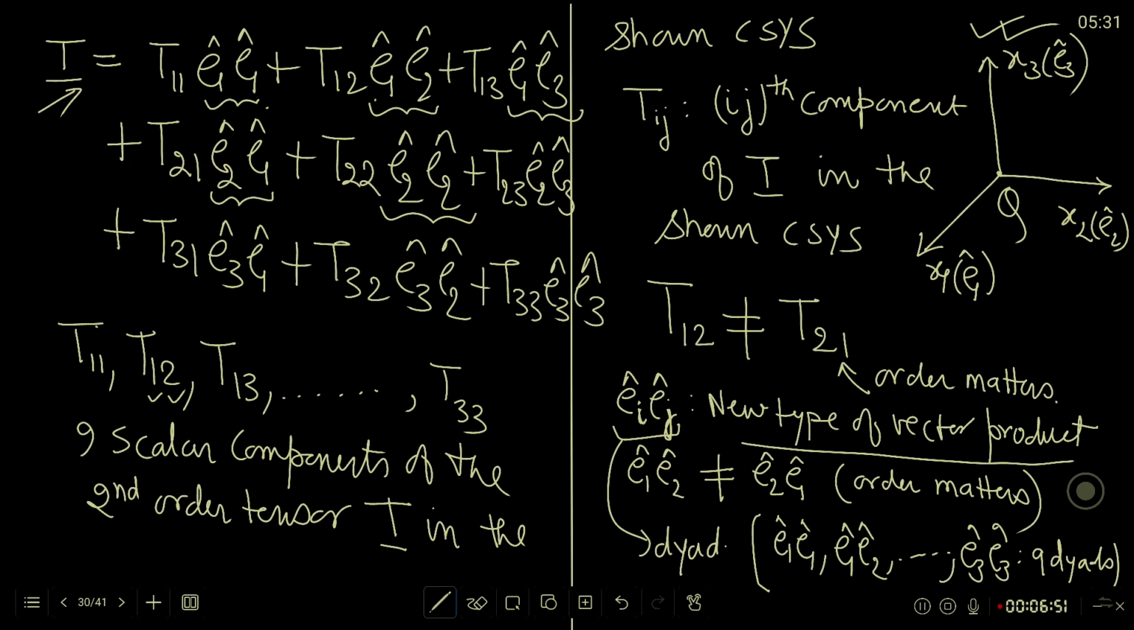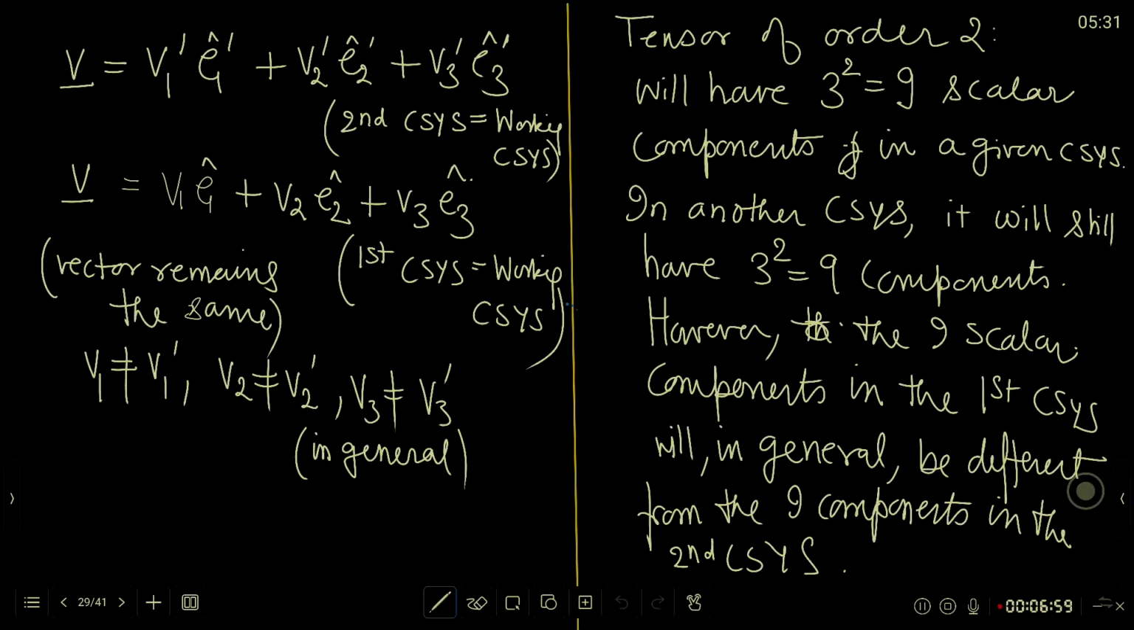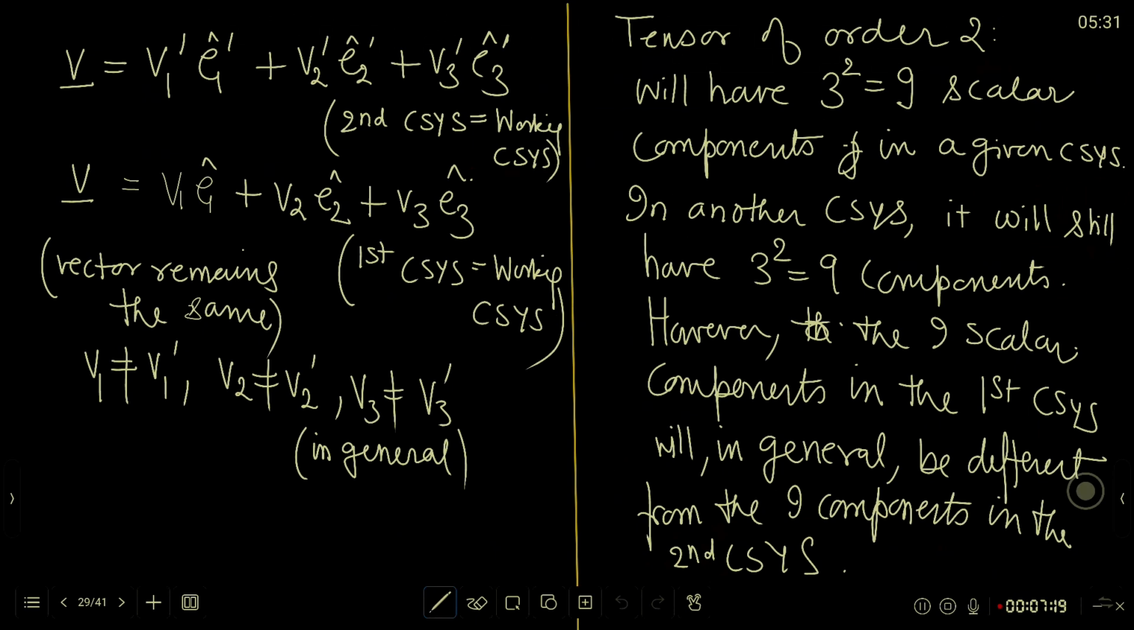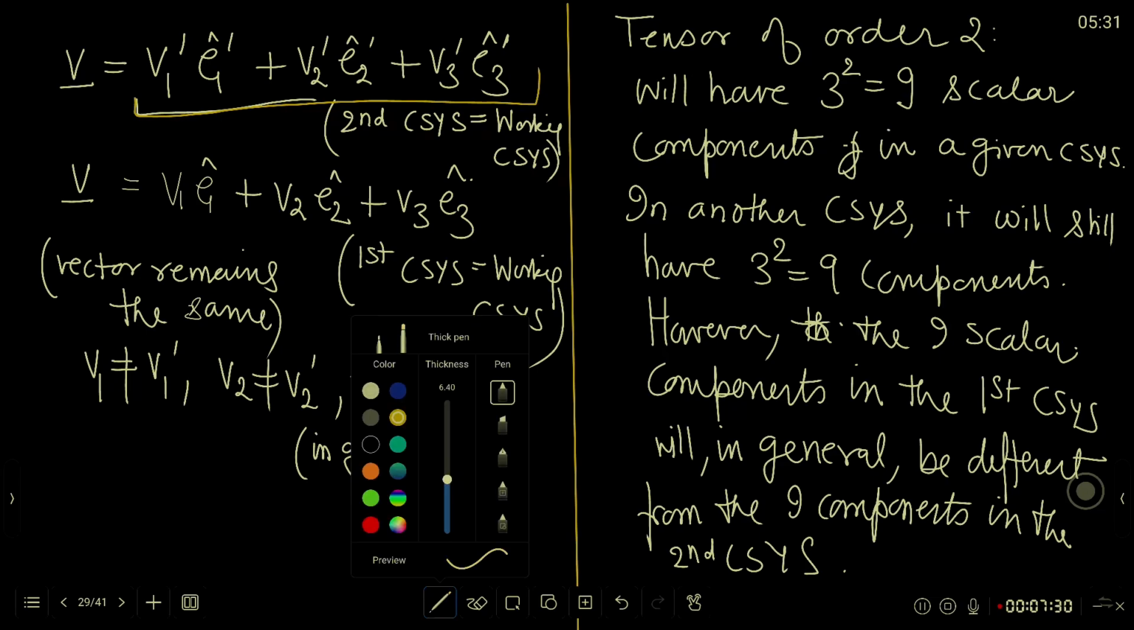Now if you change the coordinate system like I had on the previous slide, if somebody comes and says he would like to have the yellow coordinate system as his working coordinate system, then what happened? The expression for V changed, right? In the yellow coordinate system, you wrote the vector like this. In the original white coordinate system, you wrote the vector like this.